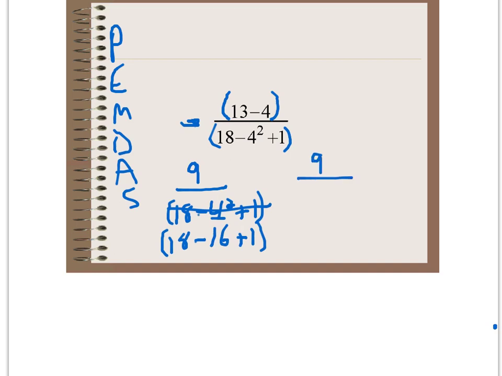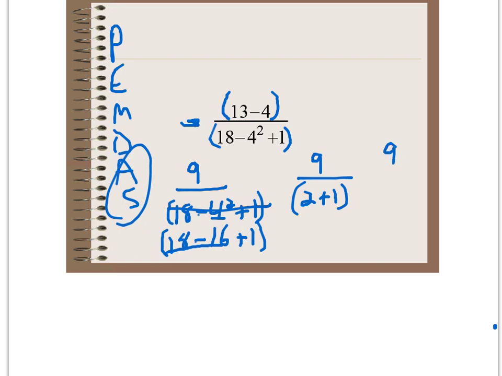Okay, so I'm going to have 9 over. Now, what do I do next? The subtraction or the addition? Well, right here, the A comes before the S, but that does not mean that I do addition first. Remember, those go together left to right. So the subtraction problem is the farthest left, so I do that first. So 18 minus 16 is 2. Okay, so now I've got 9 over 2 plus 1.